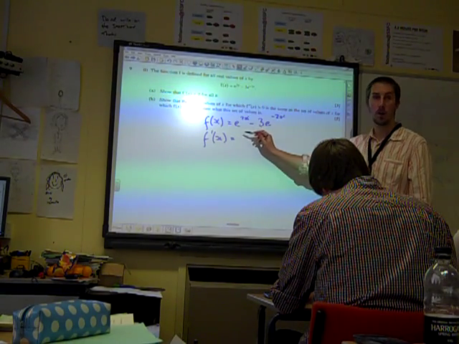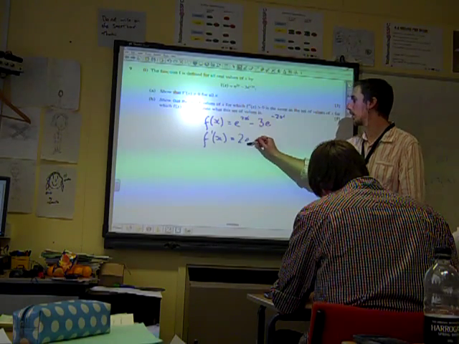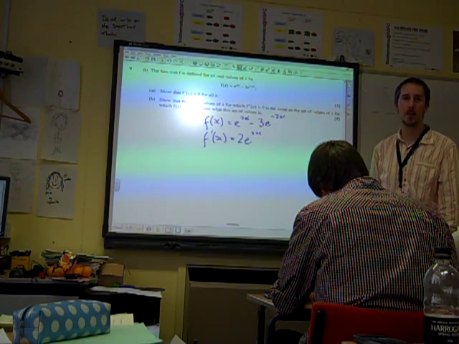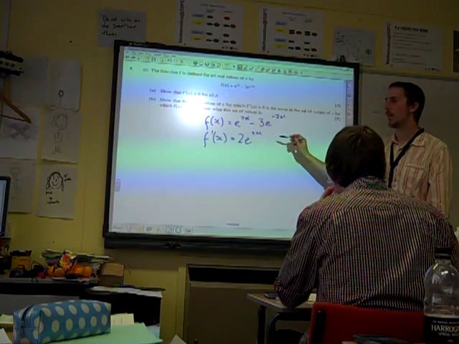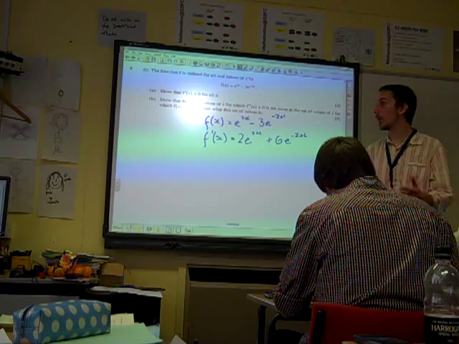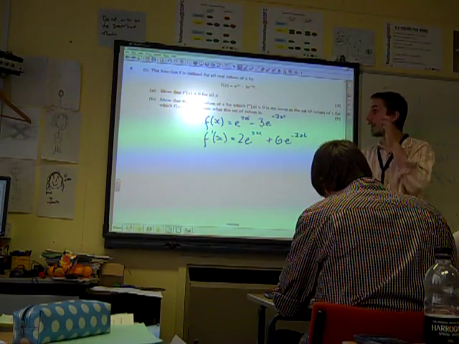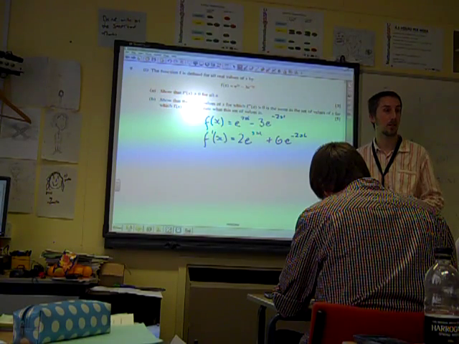and we get, what do we get if we differentiate e to the 2x? 2e to the 2x. What do we get if we differentiate minus 3e to the minus 2x? Plus 6e to the minus 2x. Okay. Now, the question says, show that it is greater than 0 for all x.